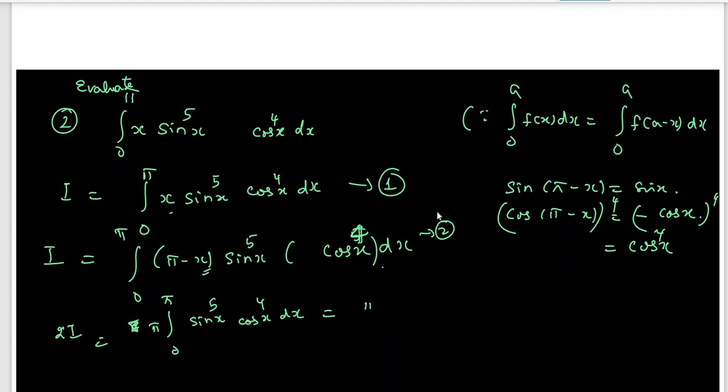So we have this to be, as in the previous case, we can rewrite this pi as 2 into pi by 2. So the integral from 0 to pi by 2 of sin x power 5 cos x power 4 dx. Now we know how to rewrite this, even how to evaluate this.